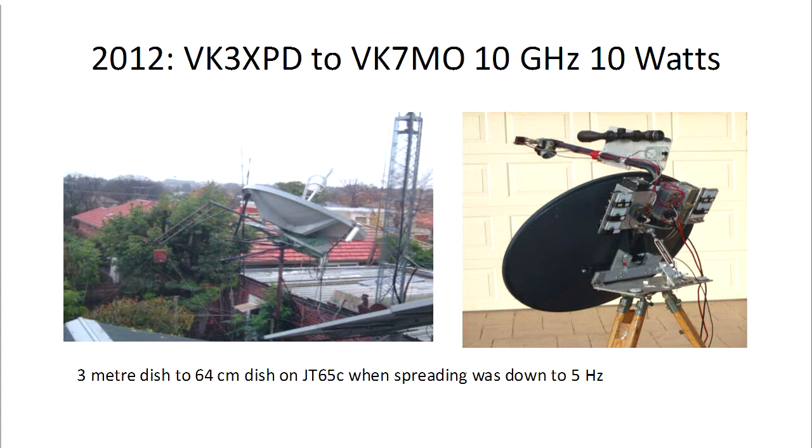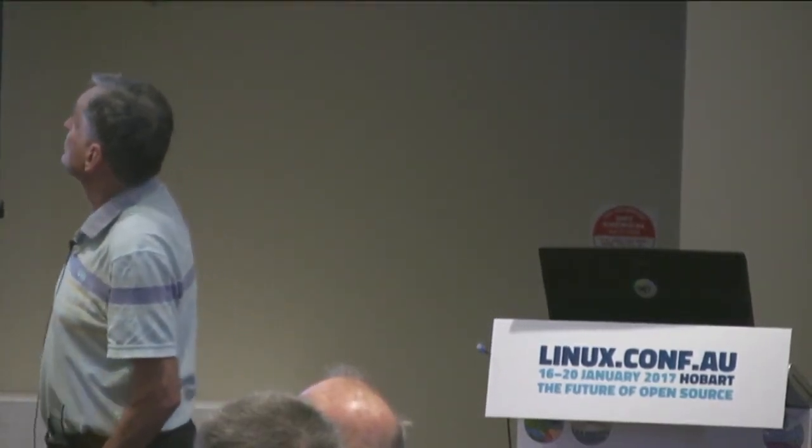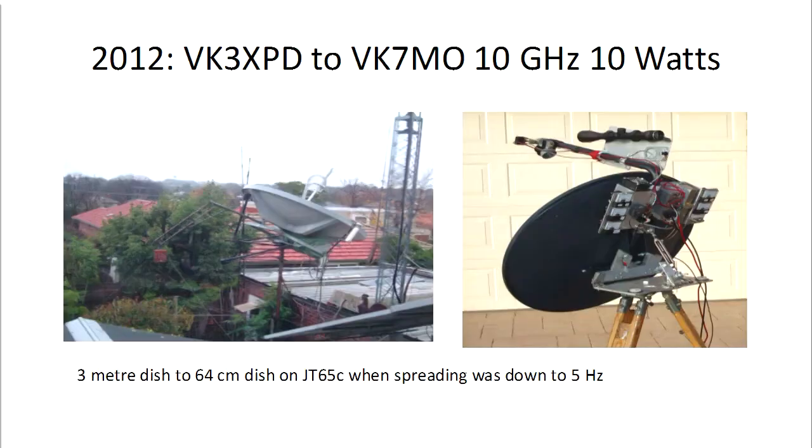You can see my system on the right-hand side. It's only a 64 centimetre dish. You see a rifle scope on the top, which I used to track the moon manually. So getting close.